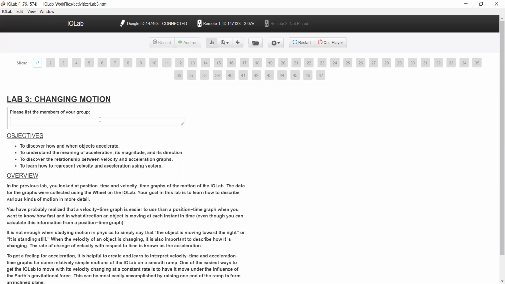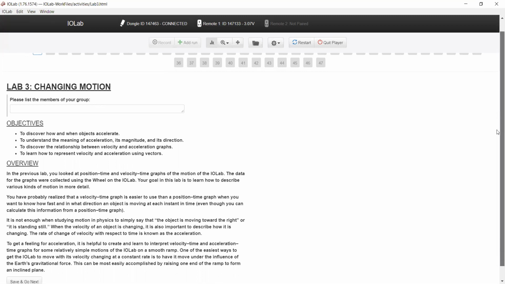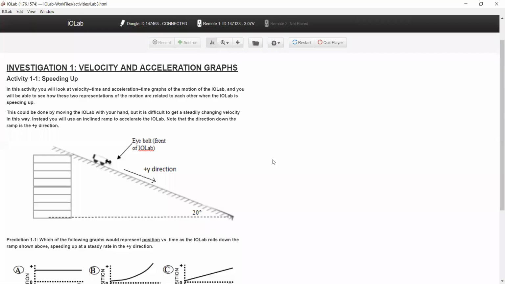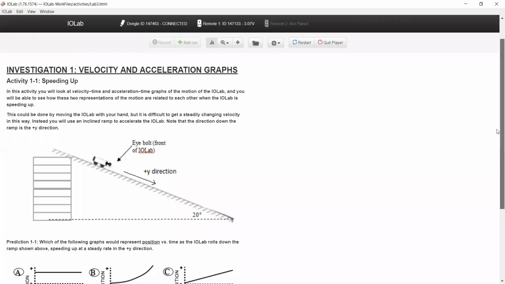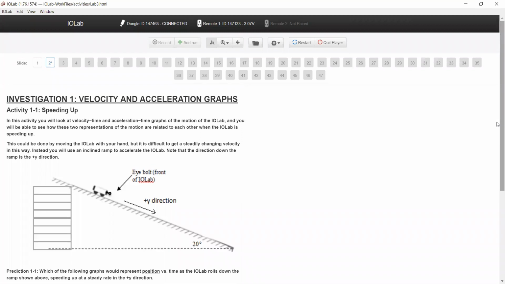So you may write your name. If you are working in a group, you may write all of your names, but we are working individually here. So you can write your name, save and go next. After we wrote our name in slide 1, we click save and go next. It takes us to slide 2.